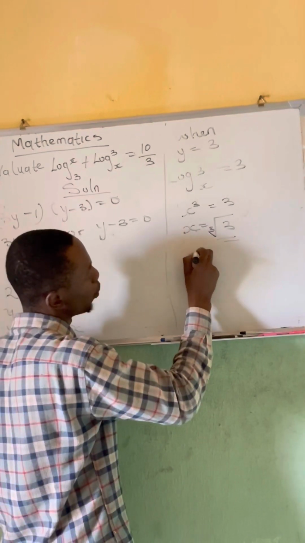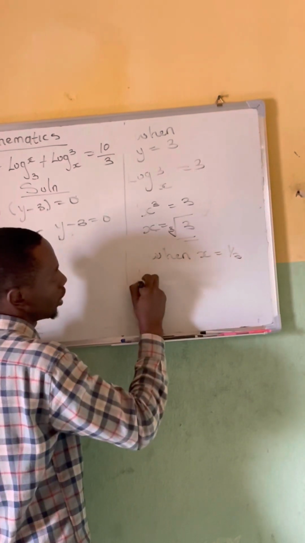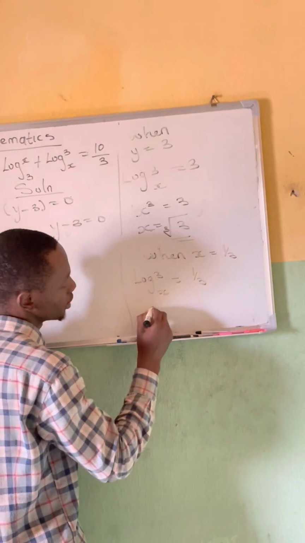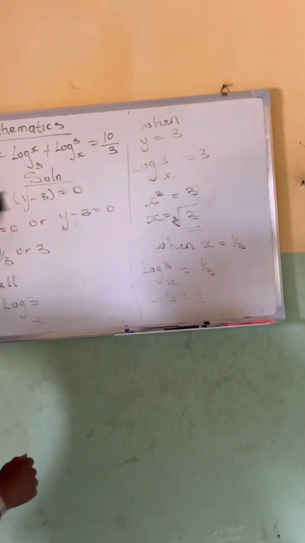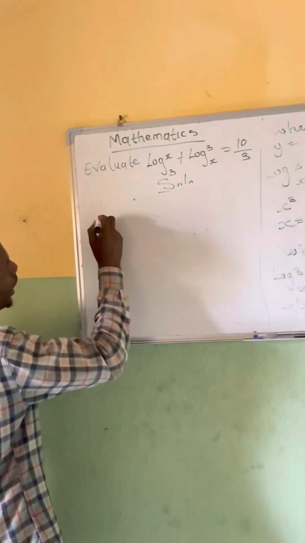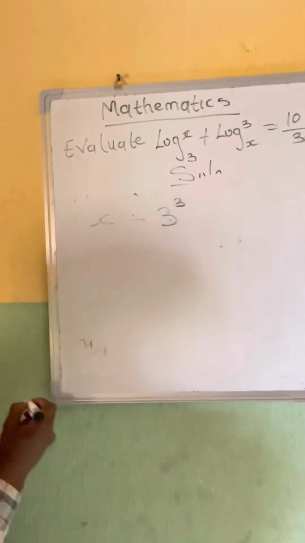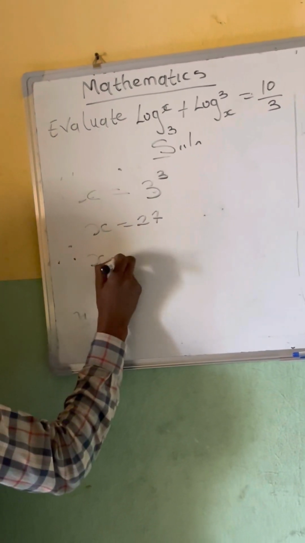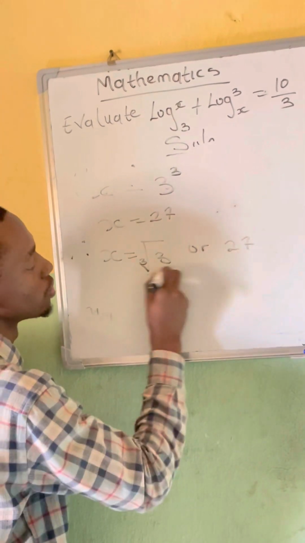Alright? Then when y equals 1 over 3, I have that log 3 base x is equals to 1 over 3. So my x raised to power 1 over 3 is equals to 3. Hence, my x is equals to 3 raised to power 3. So my x is equals to 27. Therefore, x is equals to cube root of 3 or 27. And that's how we solve it.